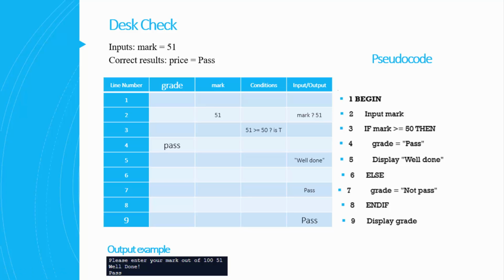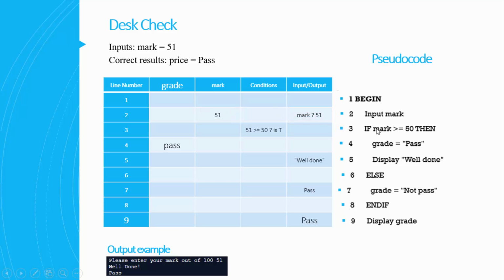So the desk check. In this desk check, we're looking to see if the logic of our program actually works. We're going to put in an input of 51 and our anticipated result is that we pass. So if we run through our code, we can see here that when we put in our marks, our input and output is going to be 51. Our variable of mark is going to be set at 51.